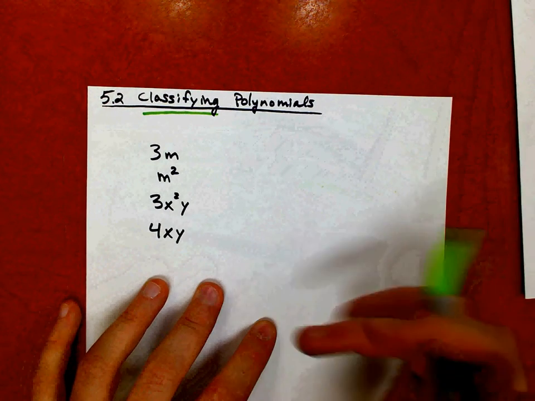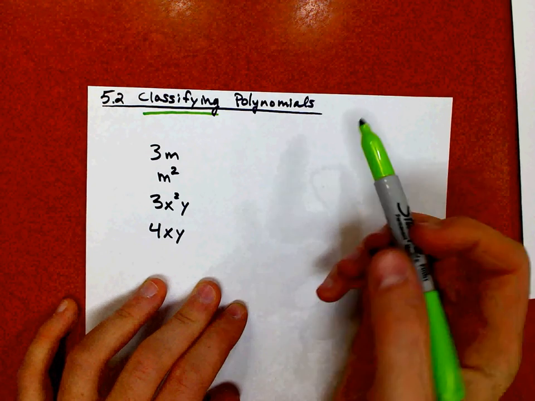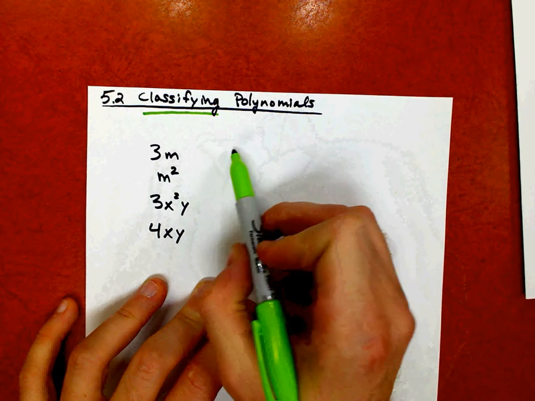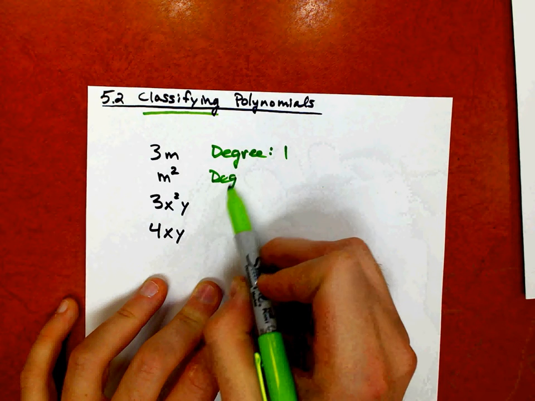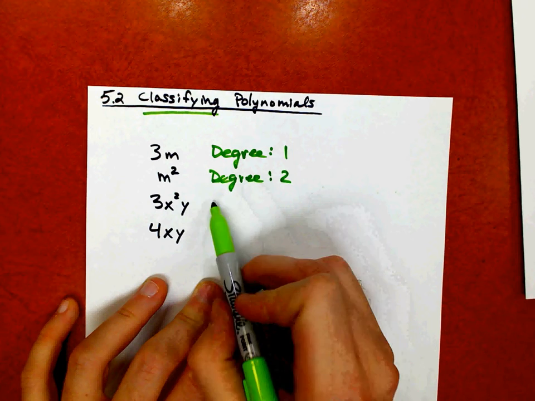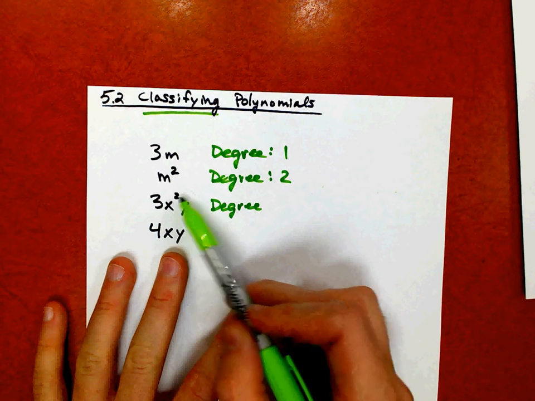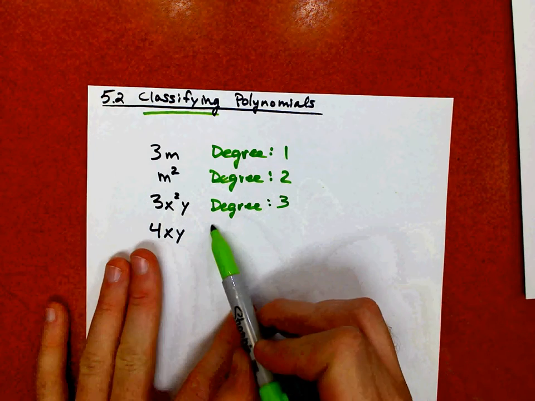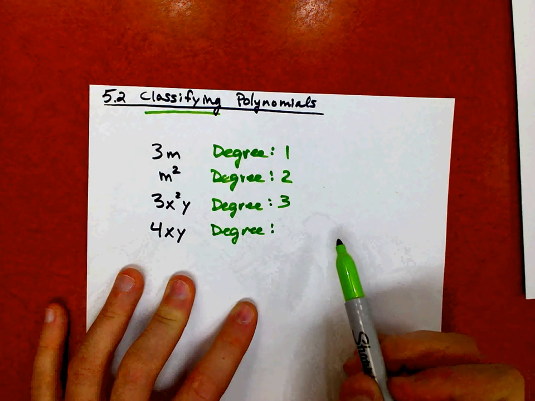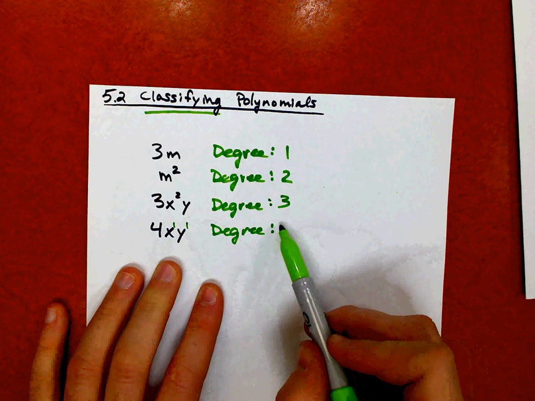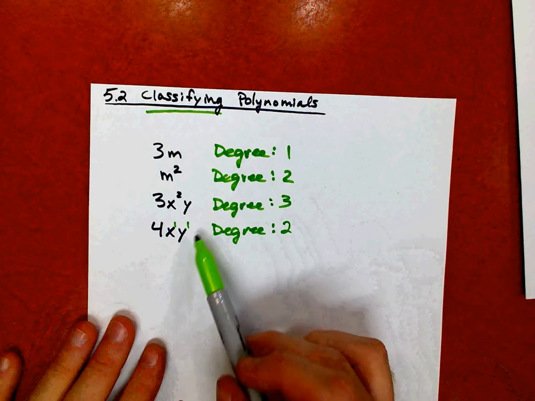Here's a list of monomials. If you recall, the degree of the monomial is the sum of its exponents. So the exponent here is 1, so the degree is simply 1. And here the degree is 2. And here I need to have the sum of its exponents. I have 2 plus 1, so the degree is 3. Here, don't be fooled. The exponent on x and y are each 1, so the degree of this monomial is 2. So you all recall how to find the degree of a monomial.